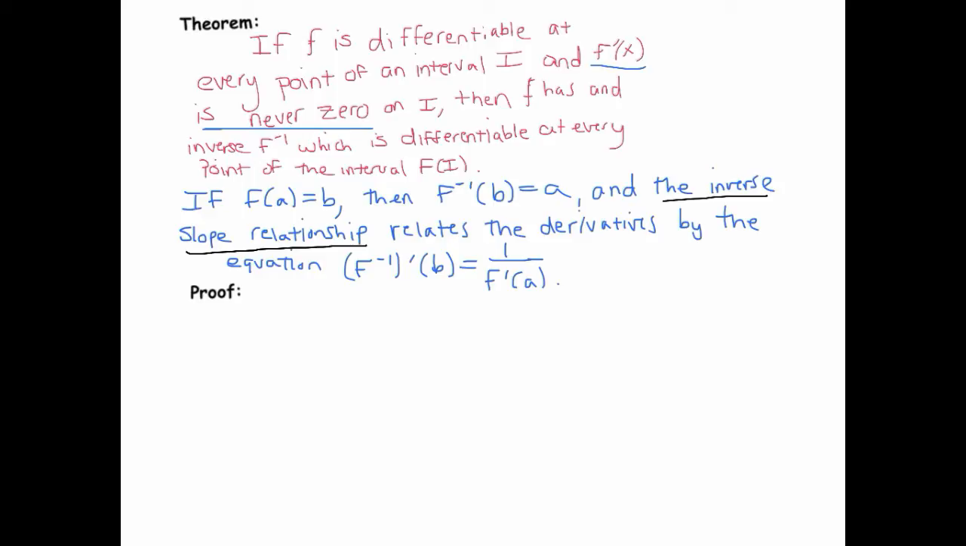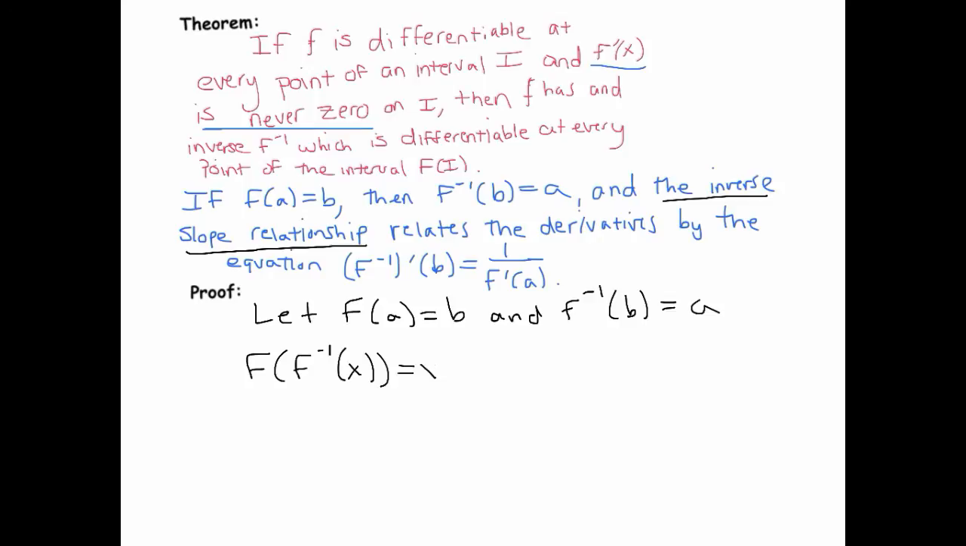So the proof is going to be pretty quick. Let f of a equal b, and its inverse, therefore, would produce a when we input b. And I'm going to use a property of inverses, which is that when you compose them, f of f inverse of x equals x. Right, if you input a value into the inverse, it gets sent to an output, and then you input that output back into f, you're going to get right back to where you started. And now I'm going to take the derivative of both sides of this equation.